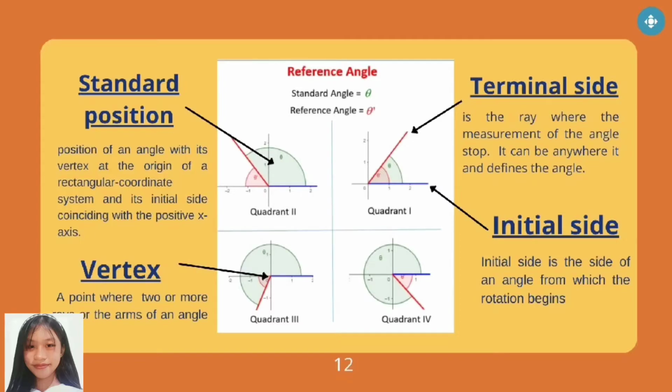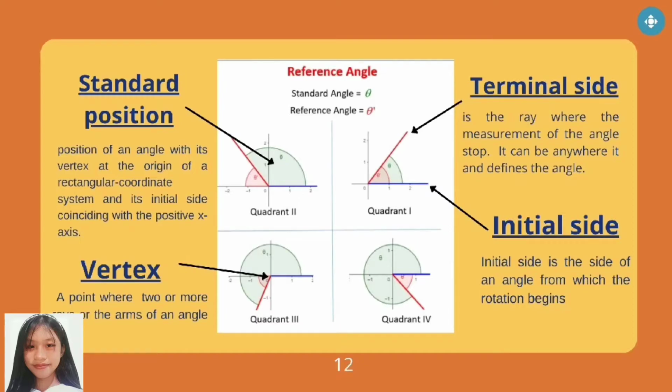Terminal side. Terminal side is the ray where the measurement of the angle stops. It can be anywhere; it defines the angle. It means the side of an angle after rotation, the final position of the ray whose rotation created an angle. Initial side. Initial side is the side of an angle from which the rotation begins, or the initial position of the ray whose rotation creates the angle.